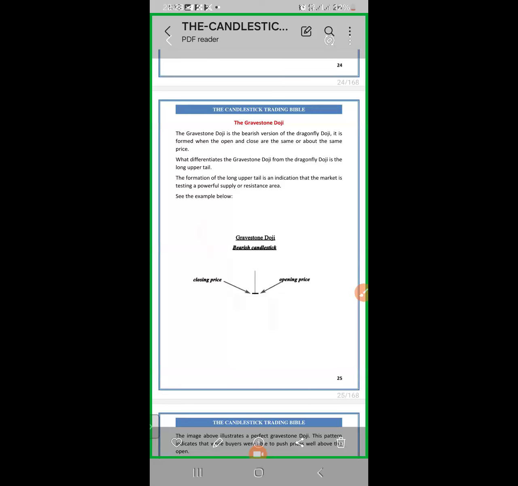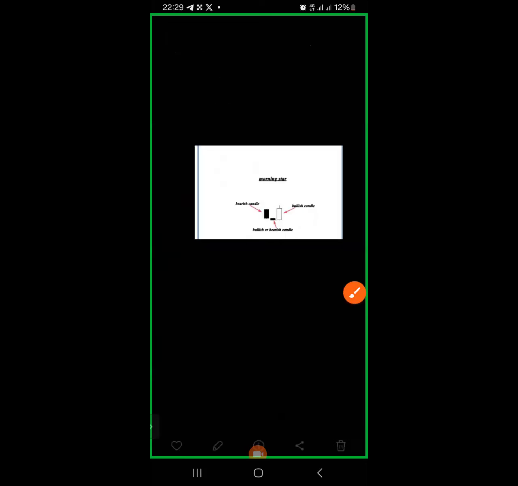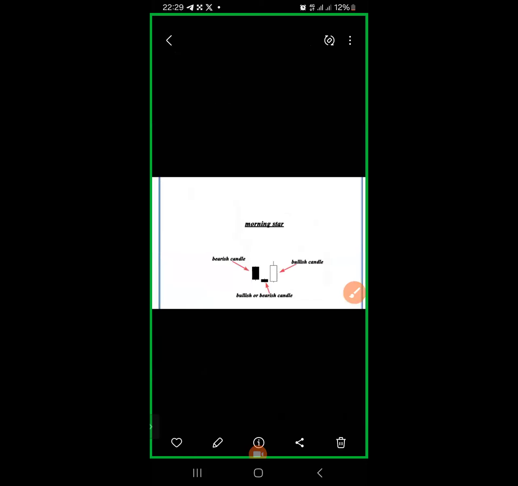Another chart pattern we looked at was the morning star. The morning star is formed by 3 candles. The first candle is a red candle that shows this market is being controlled by sellers. They are in control. Sellers are pushing the market down as they always do. Then the second candle is small. Don't mind the color of the candlestick. It can be green or red, but it should be small.